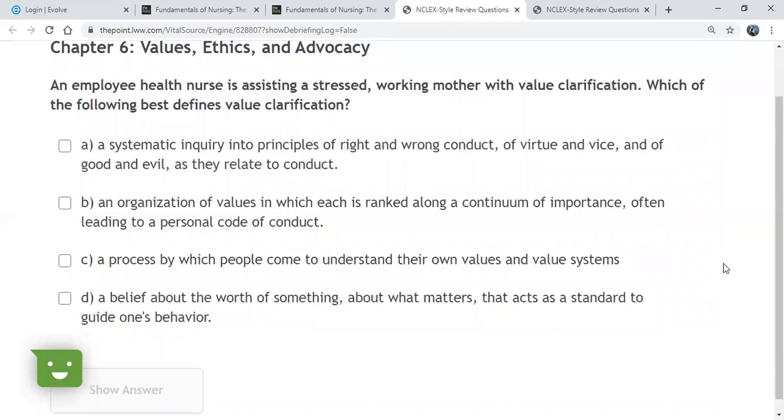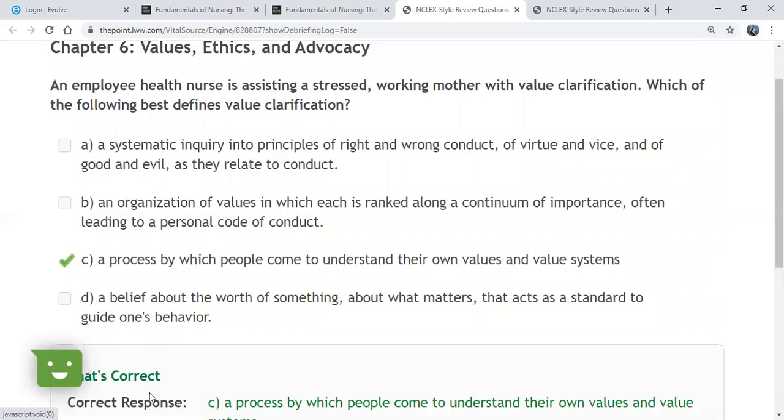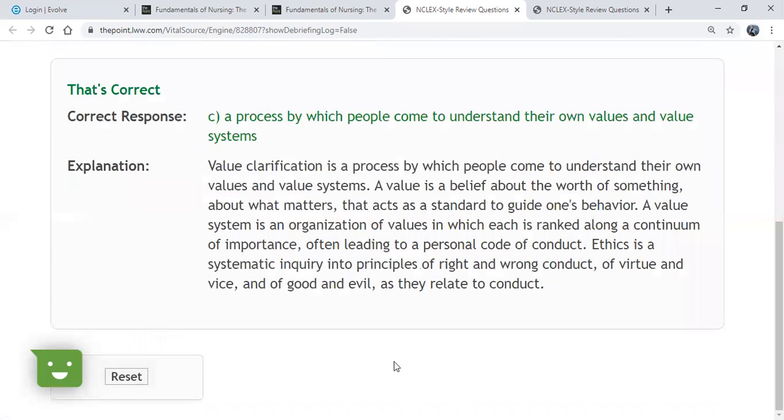B. C, as in Charlie, you're saying? I think it's C too. C is in Charlie. C. Okay, a process by which people come to understand their own values.